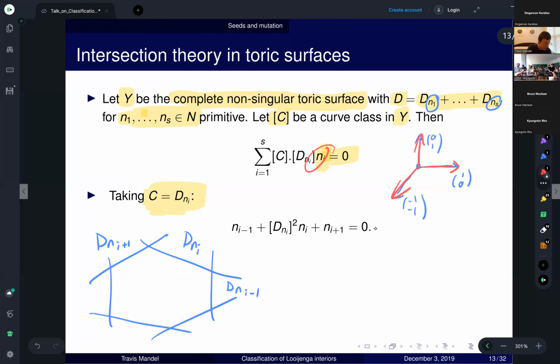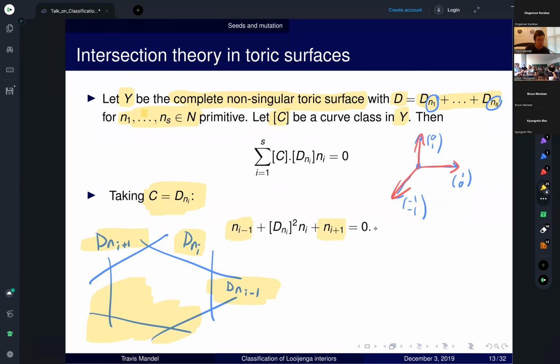Now the intersection number of D_ni with the boundary divisors, well, it has 0 intersection with most of them, but the intersection number will be 1 with the adjacent boundary divisors. So in the summation now, the coefficients for i minus 1 and i plus 1 will be 1.